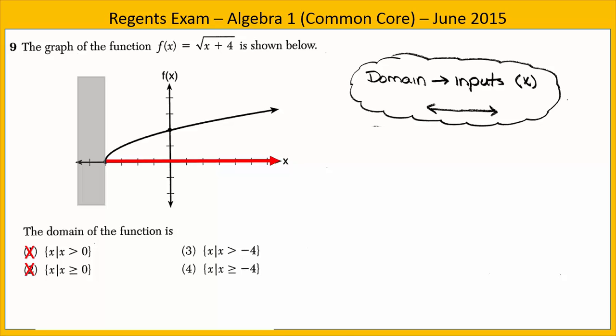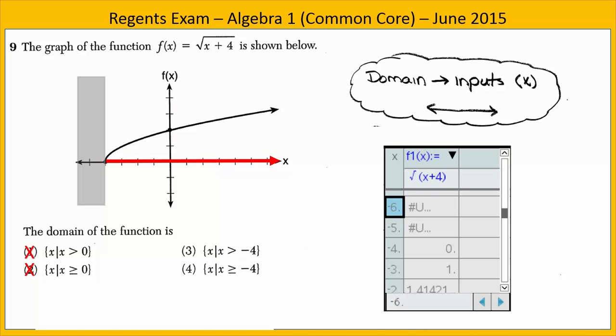Choice 1 and choice 2 don't make sense. X is greater than 0 or greater than or equal to 0 because we have x values down as far as -4. Now, which is it, choice 3 or choice 4? Well, if we look at the graph, we can see that there's a closed circle at -4, which means that x is greater than or equal to -4 is the answer because -4 is included.